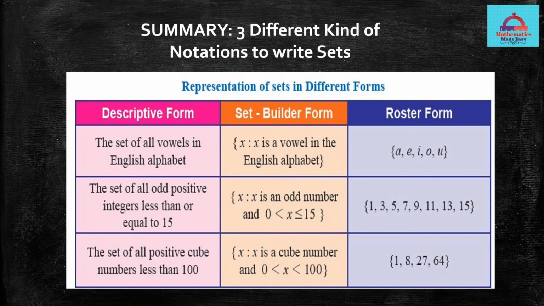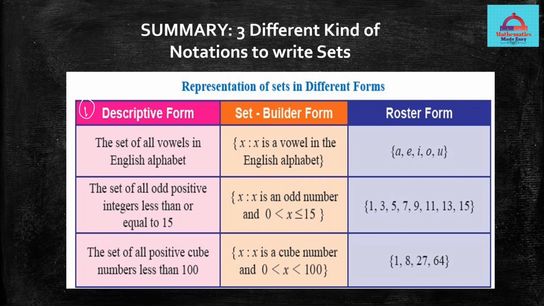Wonderful. So let's now summarize the lesson for today, in which we understood the 3 different kinds of notation that we can use to write a given set. I will quickly review the 3 types. The first is the descriptive form, where you need to write the description of the set in the form of a statement or a sentence.